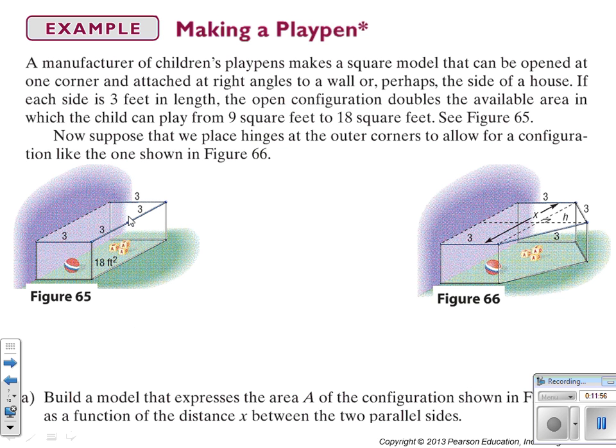So if this were a square and you didn't have the wall, it would only be 9 square feet. If you use the wall as the side of your rectangular prism, then it doubles your area. Now suppose we place hinges at the outer corners, right here, to allow for the configuration like we see in this little figure. So almost a house-shaped figure.